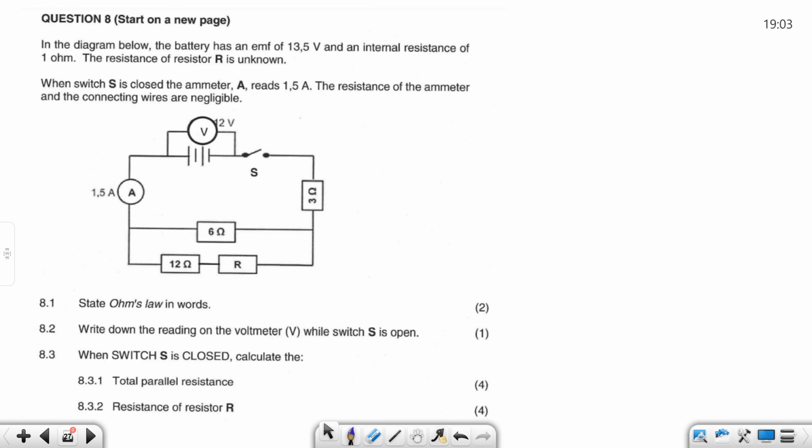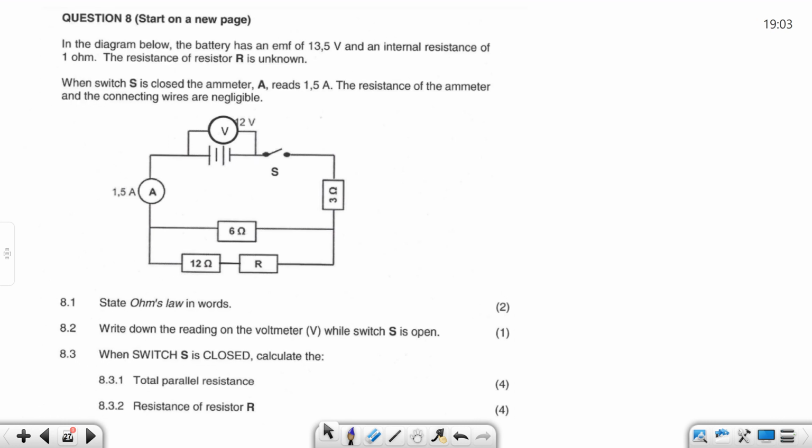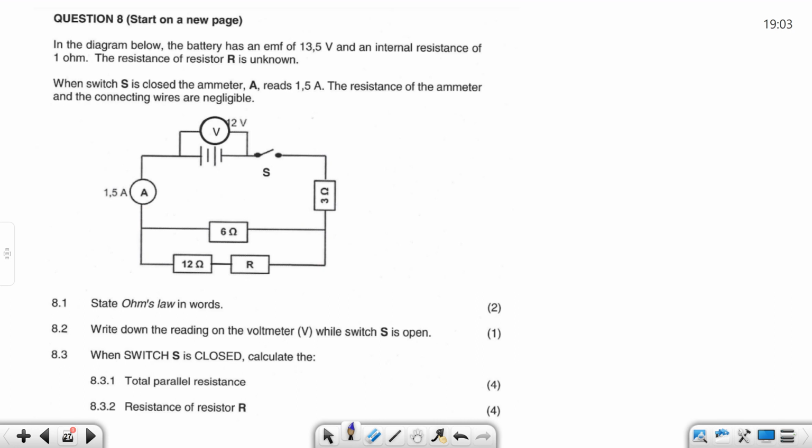All right, grade 11s, I want to cancel something here. In the diagram below, the battery has an EMF of 13.5 volts. I'm canceling this, so take note. This is cancelled for you. In grade 11, we don't do internal resistance, so I'm just removing that. But every other thing, we'll leave it like that.